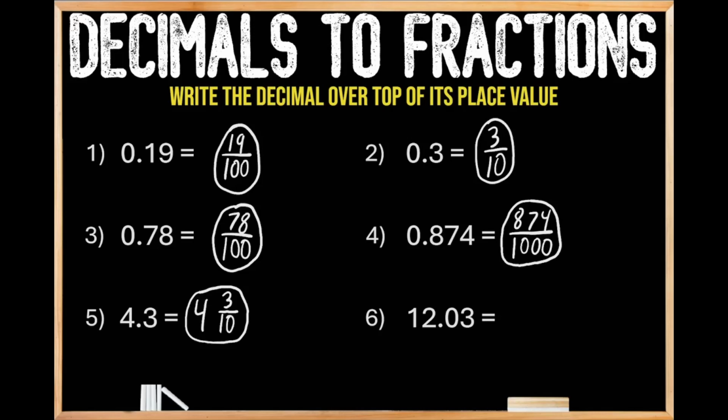Now moving on to our last problem, question number 6, where this time we have the decimal of 12 and 3 hundredths. So the first thing we're going to do is we're going to write our whole number value here, which in this case is 12, and then we're going to write the decimal part as a fraction. So here our decimal ends in the hundredths place, so that means that our denominator is going to be 100, and then the numerator here is going to be our 3. So giving us the mixed number of 12 and 3 hundredths.